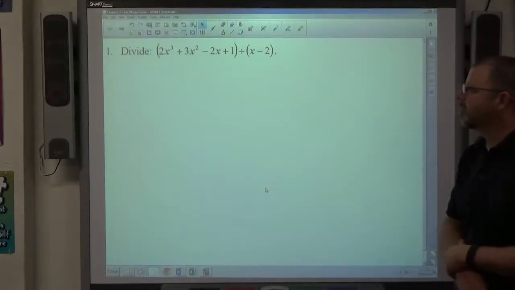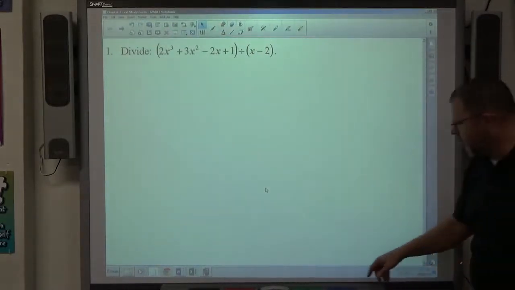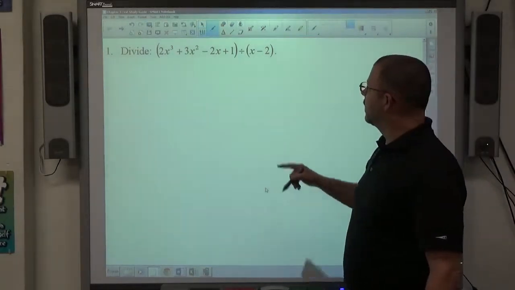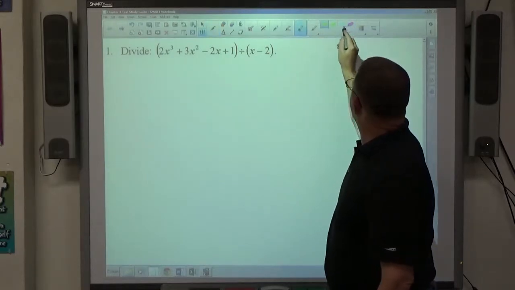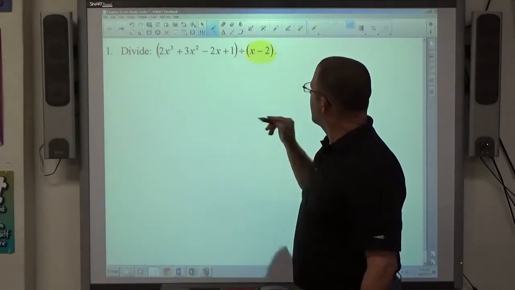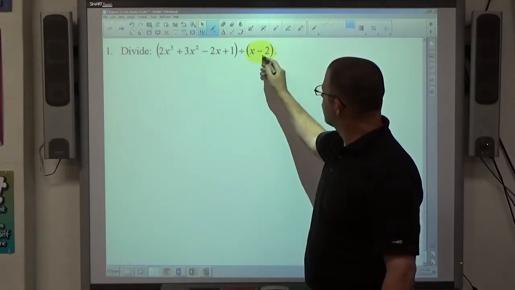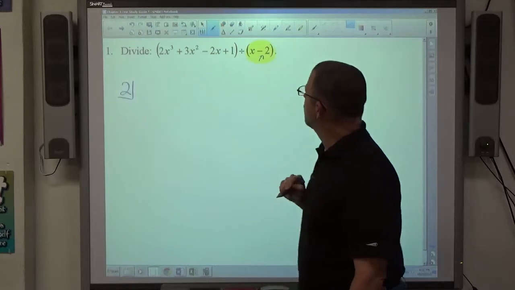The problem on the test asks us to divide 2x cubed plus 3x squared minus 2x plus 1 by x minus 2. I do not specify a technique, and x minus 2 allows us to use synthetic division. Recall, if you want to use synthetic division, you have to take the opposite of whatever that number is. So 2 minus 2 makes 0, so the opposite of negative 2 is positive 2. That's what goes up in our little box up here.